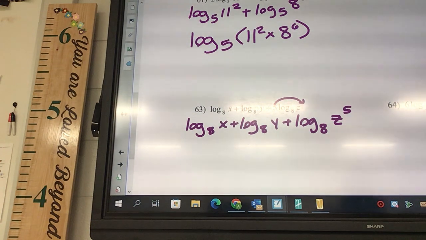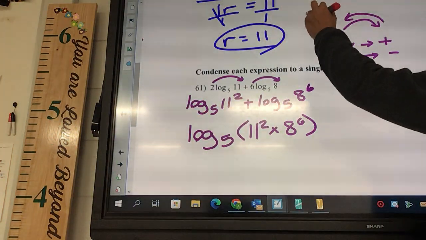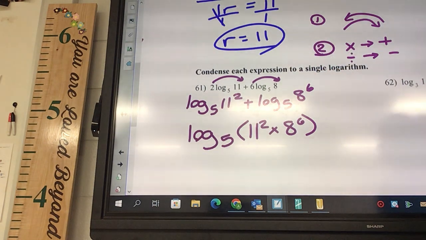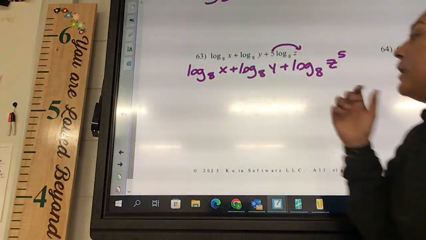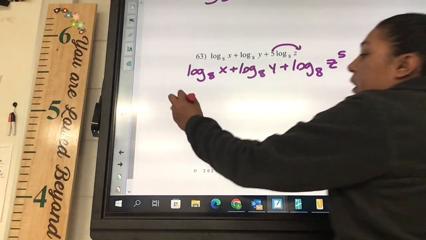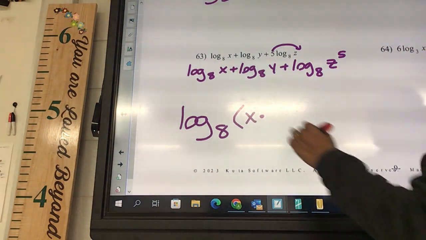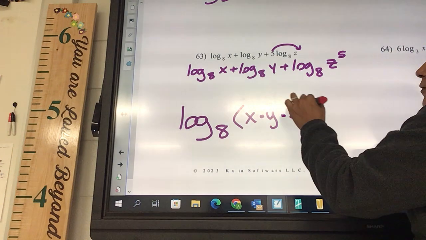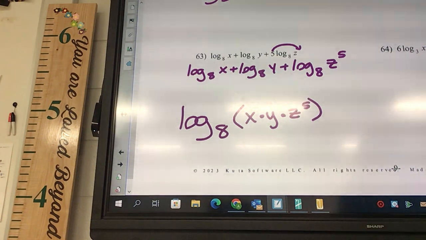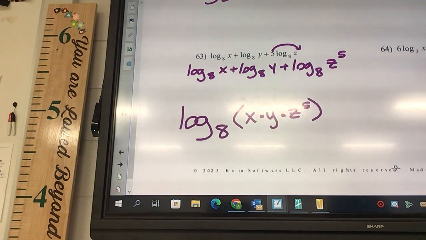Okay, now that we've done this first step, this is always going to be pretty much step 1, and this is step 2. It's either going to be multiplication or addition, or division and subtraction. So now that we got that, what's addition go with? Multiplication. So it's going to look like log 8 of x, and I'm going to use a dot because I have an x there, x times y times z to the 5th. Or you can just straight up write it x, y, z to the 5th. That still means times.